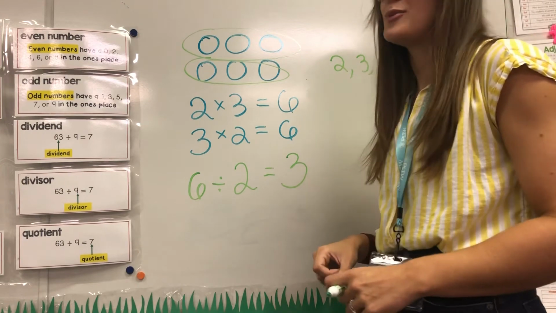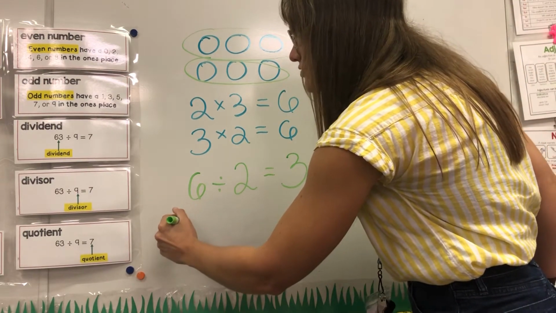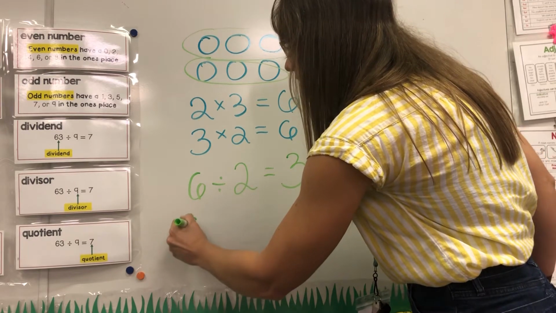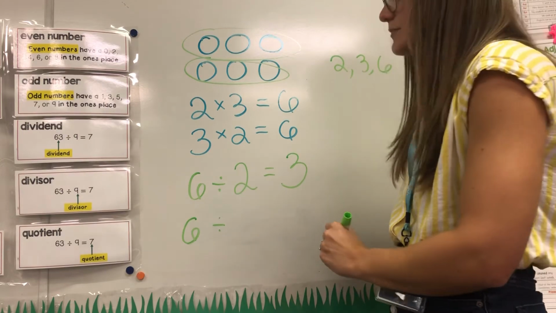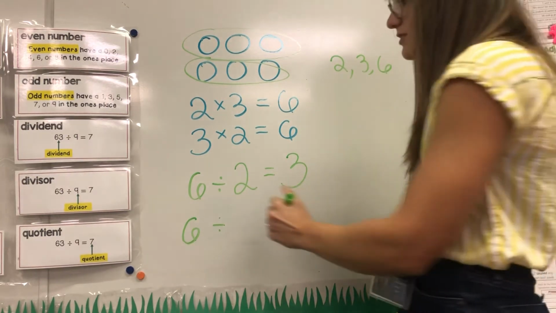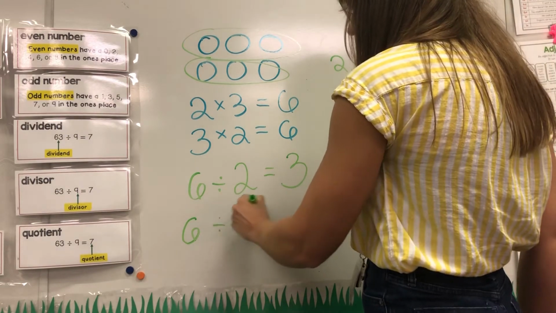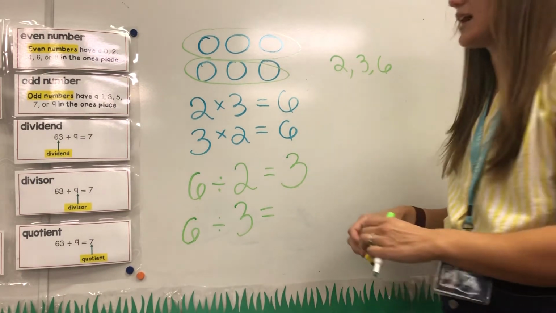Here's what you can also do with division. I'm going to start with my dividend, my biggest number, but this time I'm going to pick a different divisor. Instead of 2, I'm going to use 3 as my divisor. 6 divided by 3 equals blank. I'm going to try to find my quotient now.